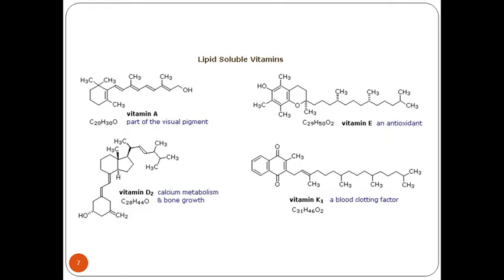These are the structures for some lipid soluble vitamins. Vitamin A, which is also called retinol, is a part of visual pigment. Vitamin E, which is also an antioxidant. Vitamin D2, which is responsible for calcium metabolism and bone growth. Vitamin K1, which is a blood clotting factor.